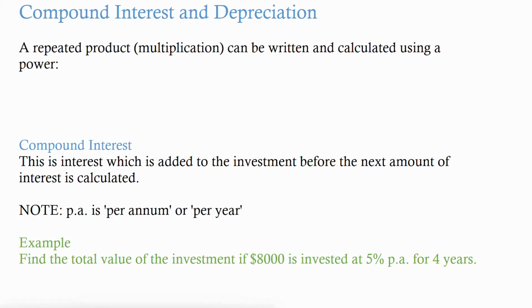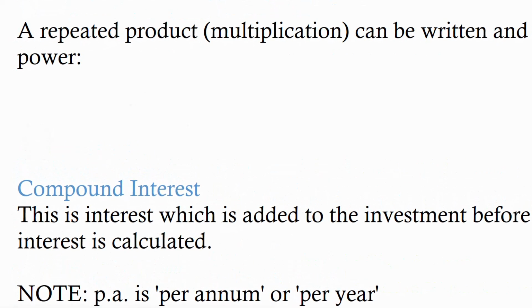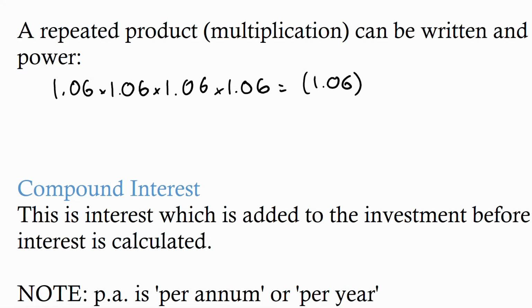In this video, we're looking at compound interest and depreciation. A repeated product or multiplication can be written and calculated using a power. So if I have something such as 1.06 times 1.06 times 1.06 times 1.06, instead of writing it like that, which takes time, I could rewrite the whole thing as 1.06 to the power of 4, because there's 4 of them. There's 1, 2, 3, 4.